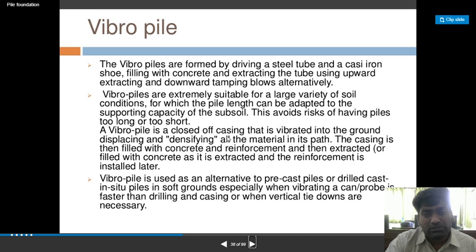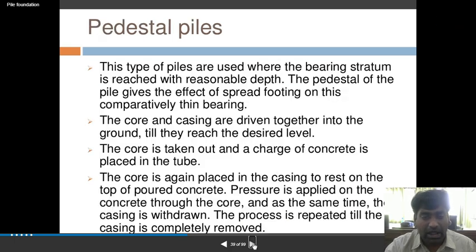A vibro pile is a closed off casing that is vibrated into the ground, displacing and densifying all material in its path. The casing is then filled with concrete and reinforcement and then extracted, or filled with concrete as it is extracted and the reinforcement is installed later. Vibro pile is used as an alternative to precast piles or drilled cast in situ piles in soft grounds, especially when the vibrating probe is faster than drilling and casing or when vertical tie downs are necessary.